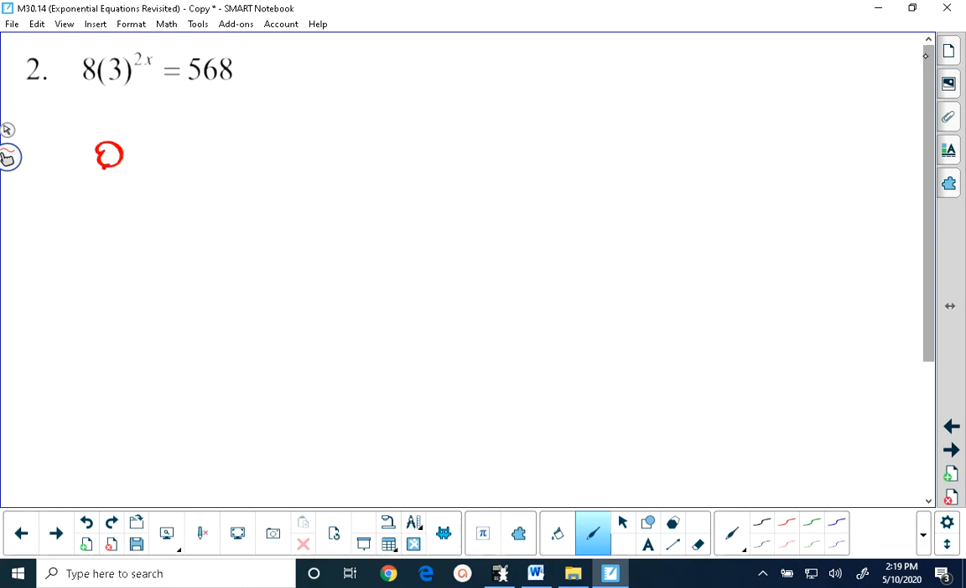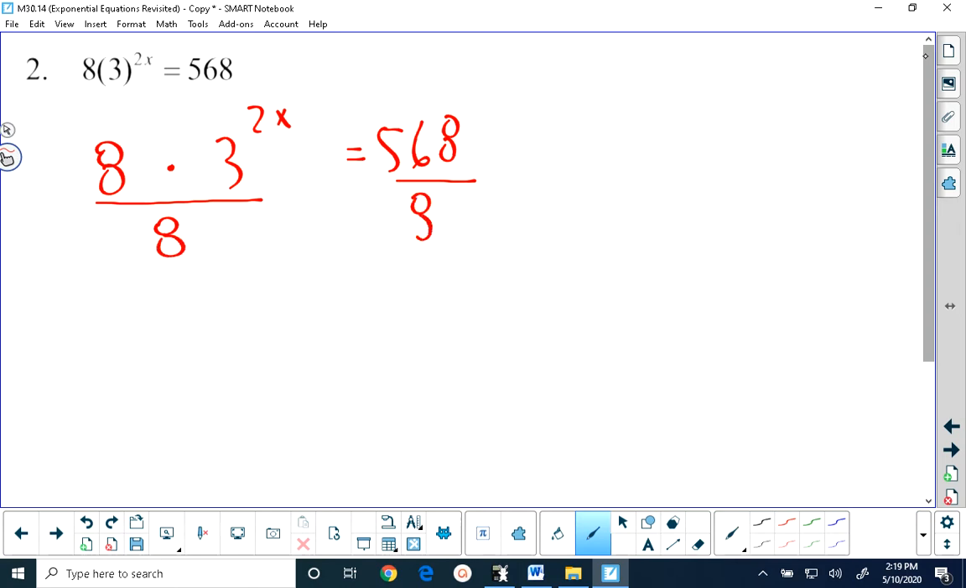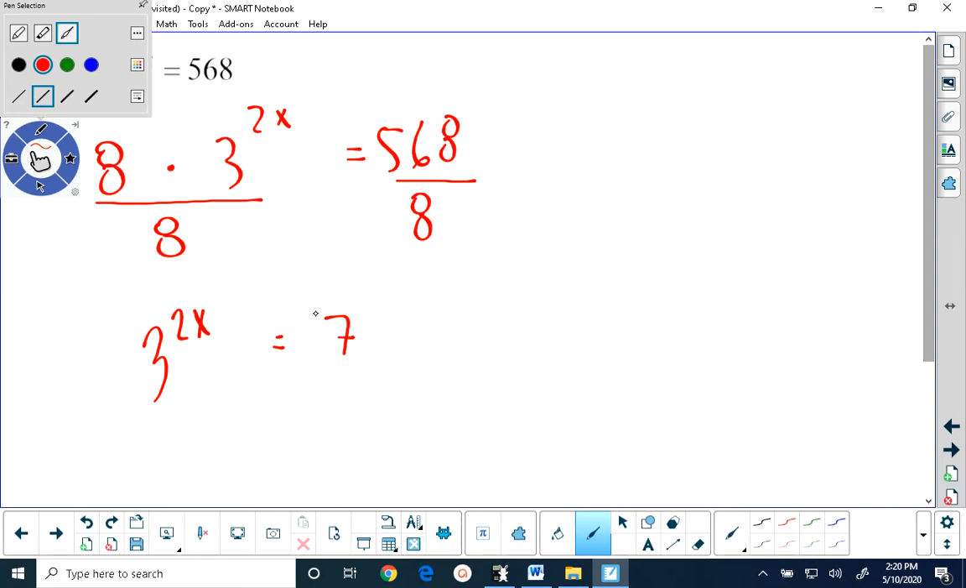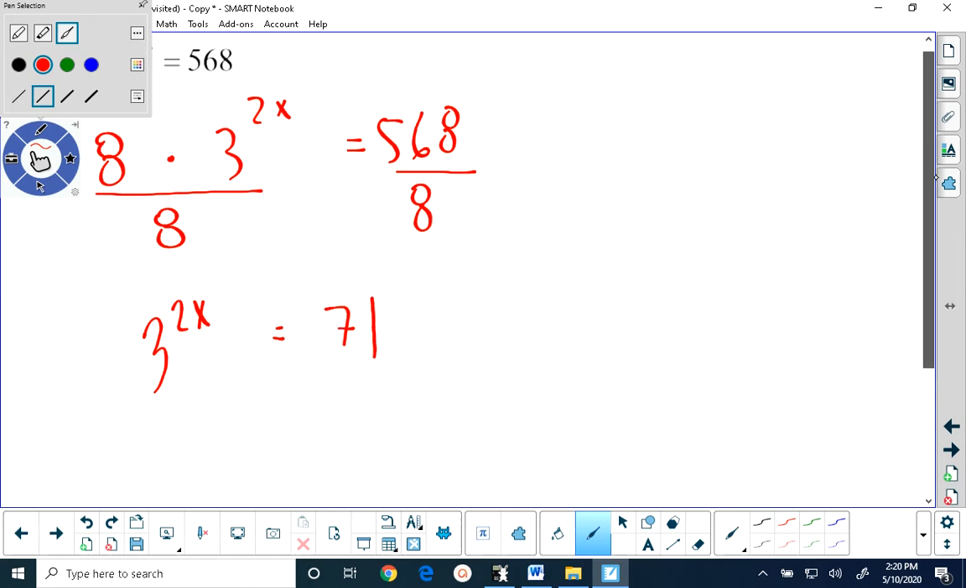All right, we have 8 multiplied by 3 raised to the 2x equals 568. I would recommend dividing both sides by 8 to begin with. The 8's on the left cancel, and I'm left with 3 to the 2x equals 568 divided by 8. Something tells me that 8 does divide into 568 without remainder. 71. Now we can take the log of both sides.